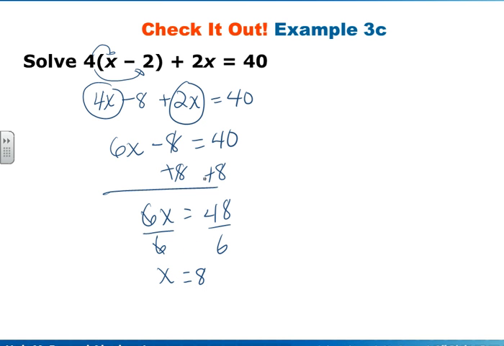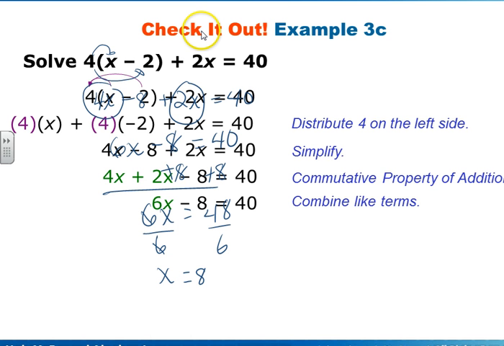You can always check your work by plugging in the 8 into the original equation to see if you will get 40. Don't forget your order of operations.